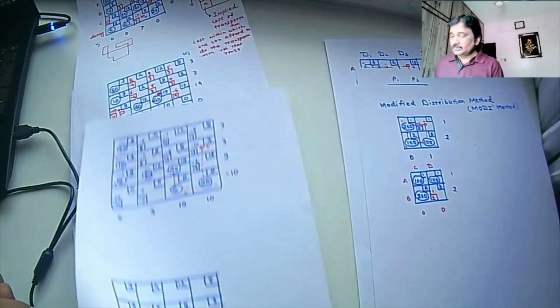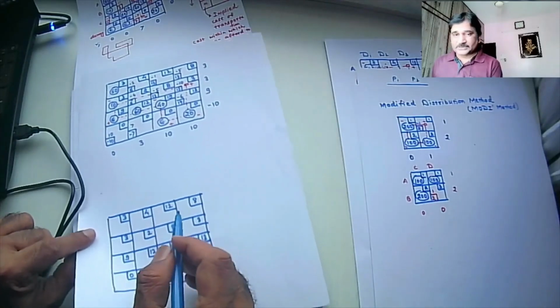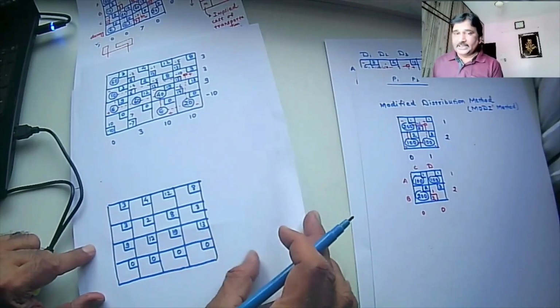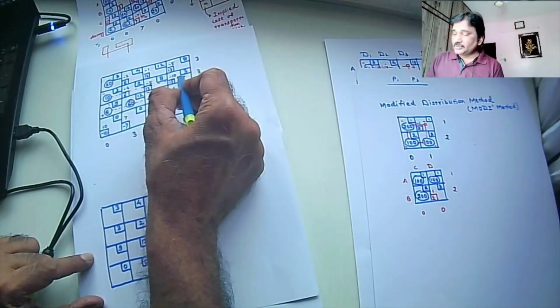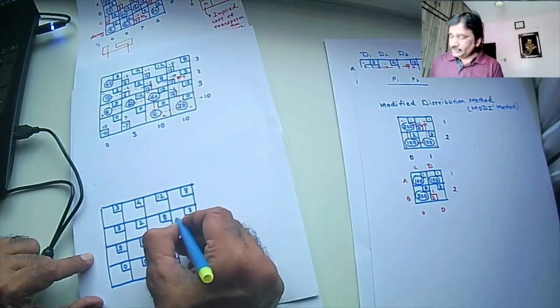So this is the next one. First of all, I will be writing the allocations which are going to change. So this is first going to be 20. This is going to be 20.